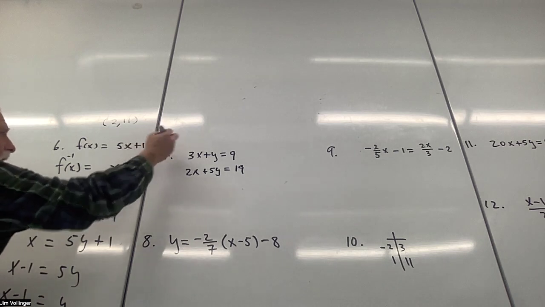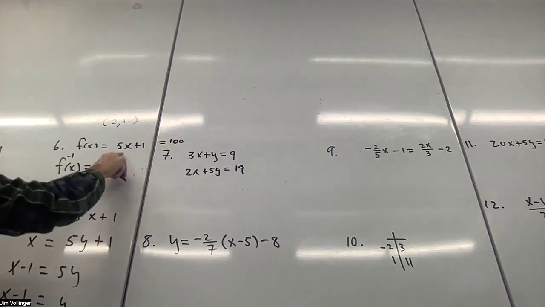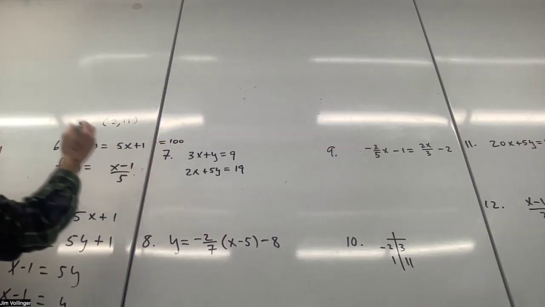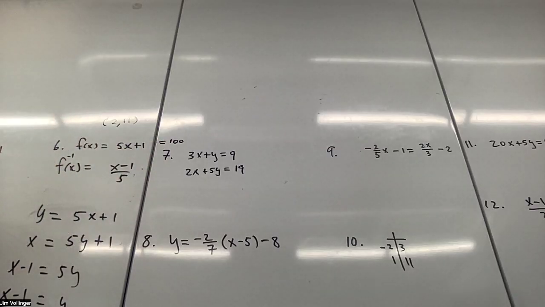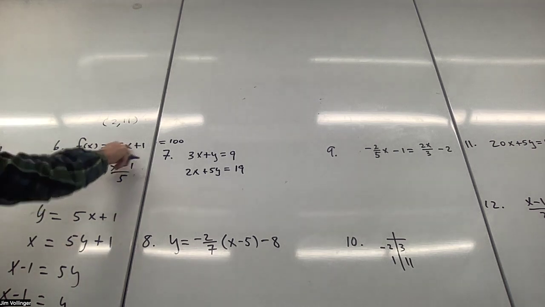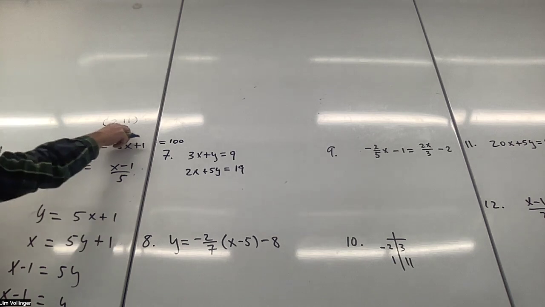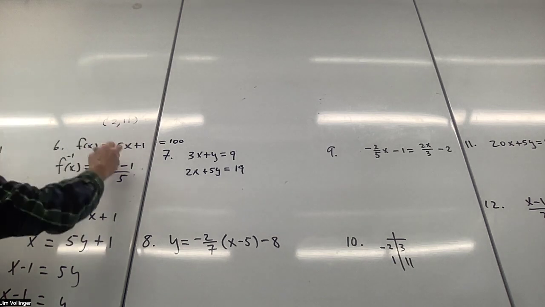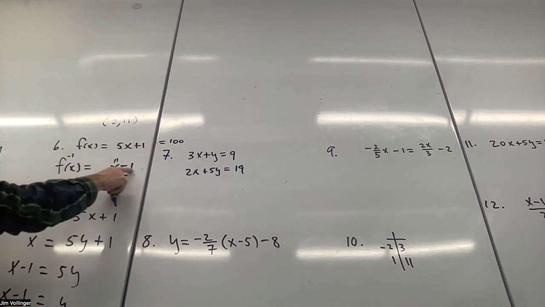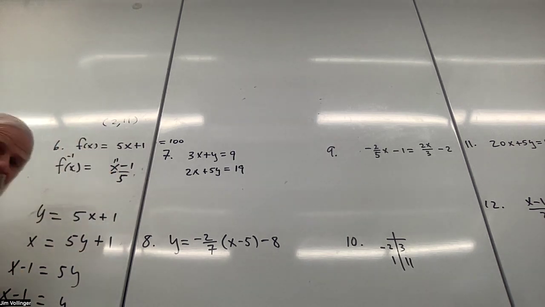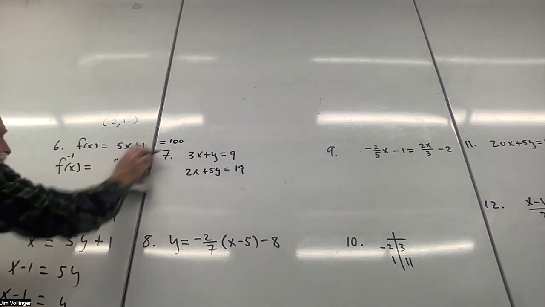So let's say that this thing equaled 100. Well, what's the first thing you would do? You'd subtract 1, and then you'd divide by 5. So feel free to do that. It doesn't work for every situation, but in these situations where you have an isolated x, it's fine to do. And that's my inverse. And now I check it. A 2 gets me 11 in the original function. Does 11 minus 1 divided by 5 get me 2? Yes, I'll move on.